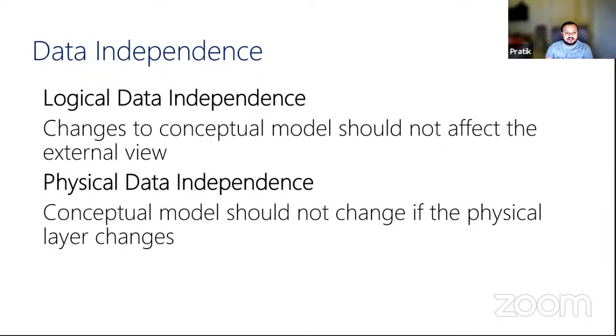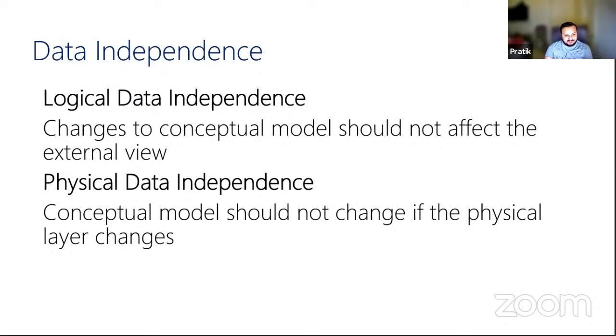In that sense, if your conceptual model is changing, that doesn't mean that the external model has to change. Externally, a student is able to see his or her marks. But whether conceptually the data is stored as a table or as a JSON object shouldn't matter. It should be immaterial. So that is what is meant by logical data independence.